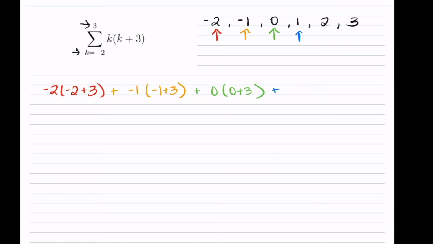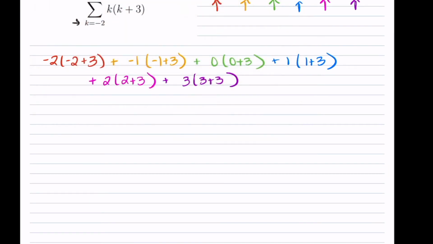Keep doing that. 1 times 1 plus 3. Might need to just shove this in the second line. I'm just going to put it right here. K equals 2. We got 2 times 2 plus 3. And for 3, we got 3 times 3 plus 3. Alright, let's simplify this.